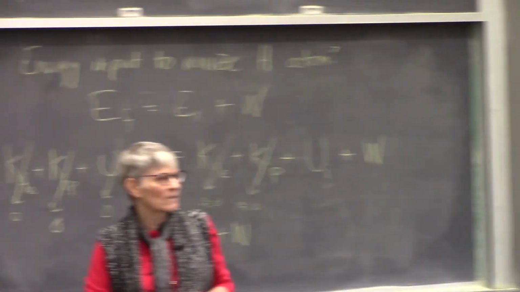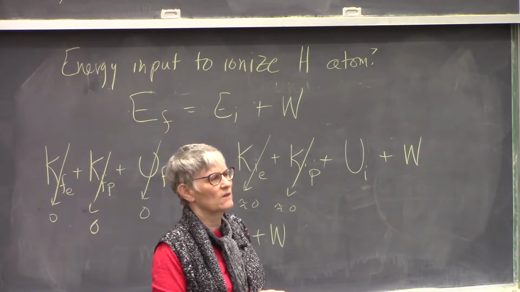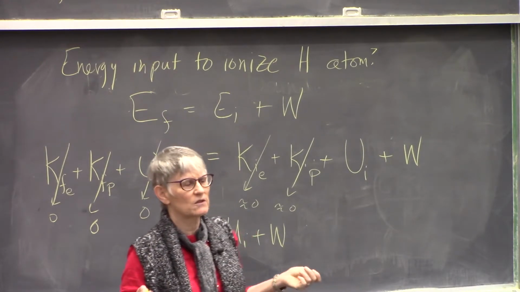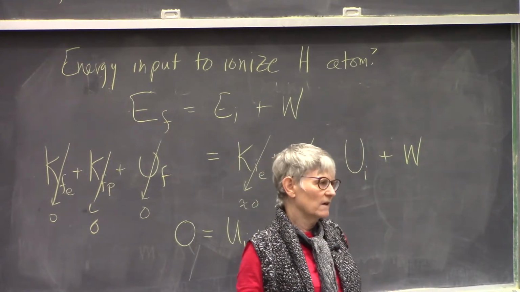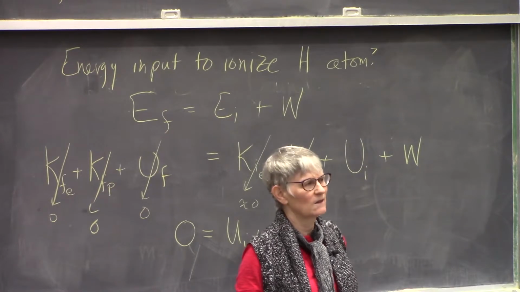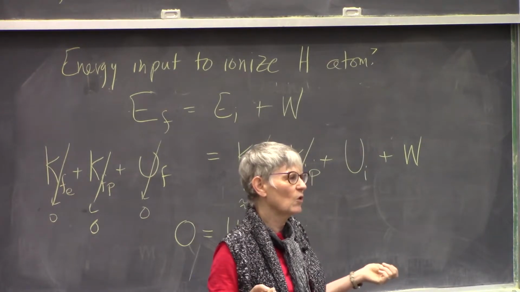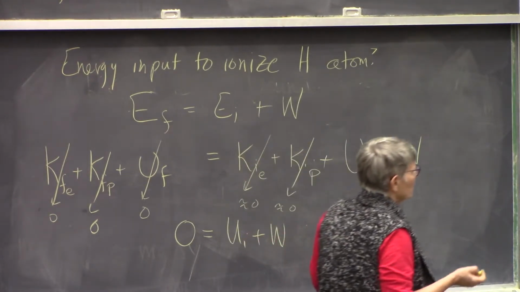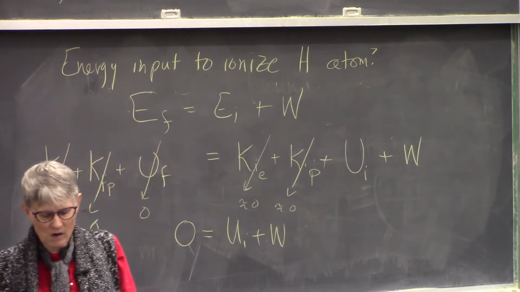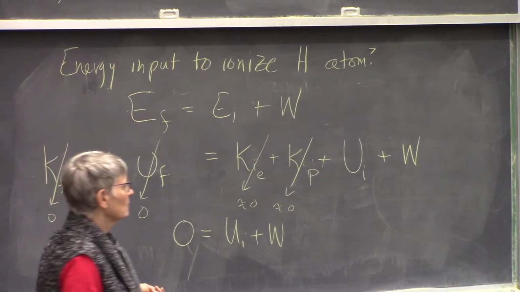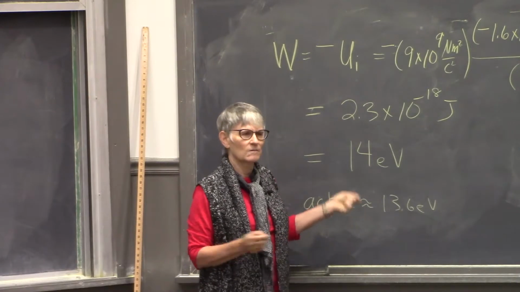Yeah. Why do we call the initial kinetic energy of the electron zero? Because we don't know what it is, and that's one of the flaws in our estimate. It's probably not zero, but we don't know what it is. So we're going to say if it were zero, then it would require this much energy to ionize it. And that's one of the reasons we're off a little bit.